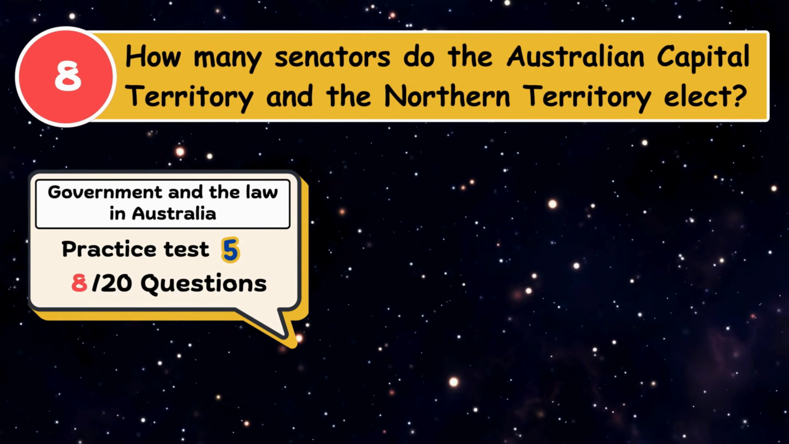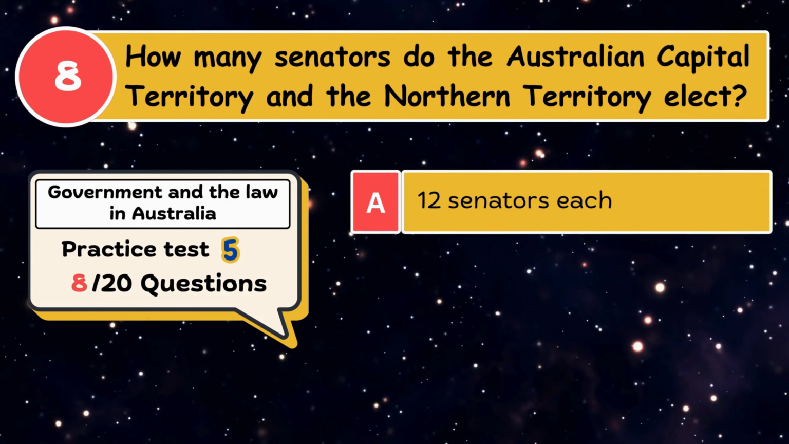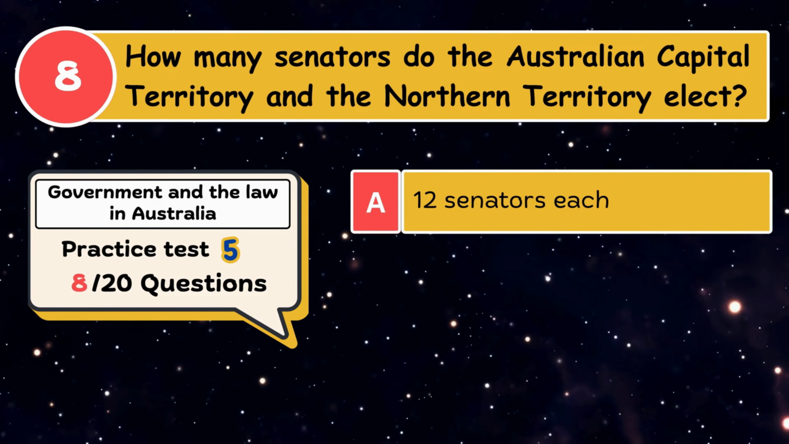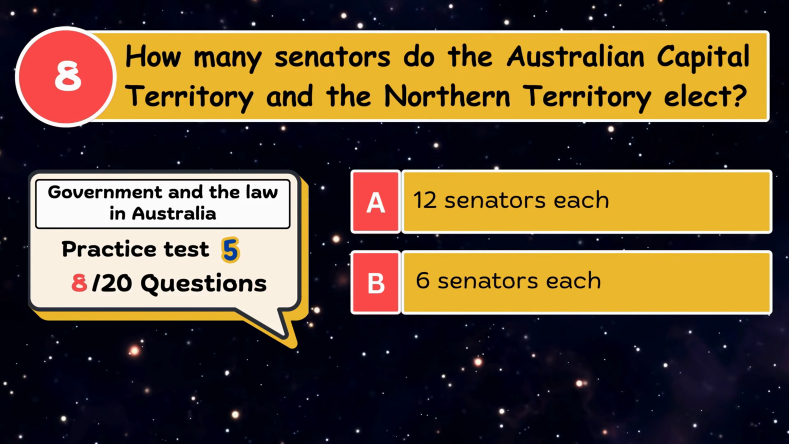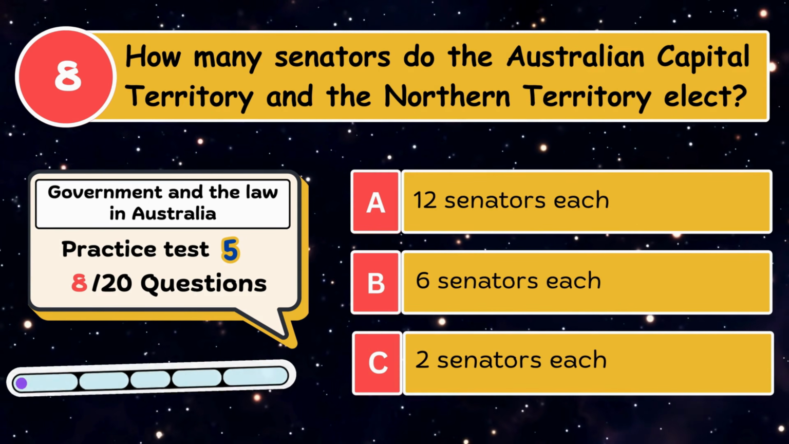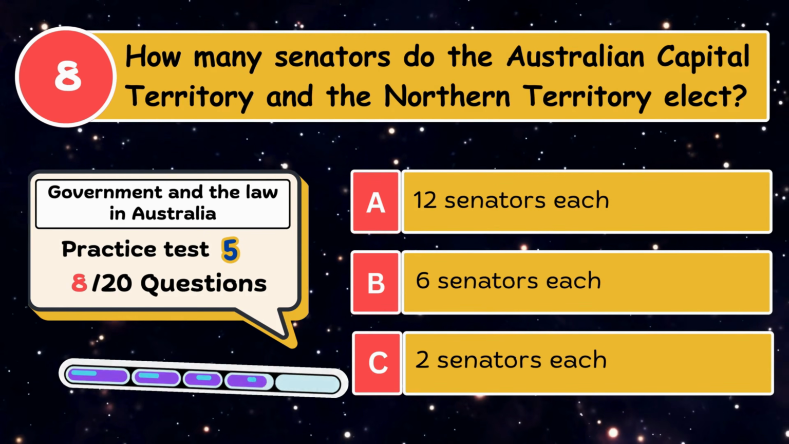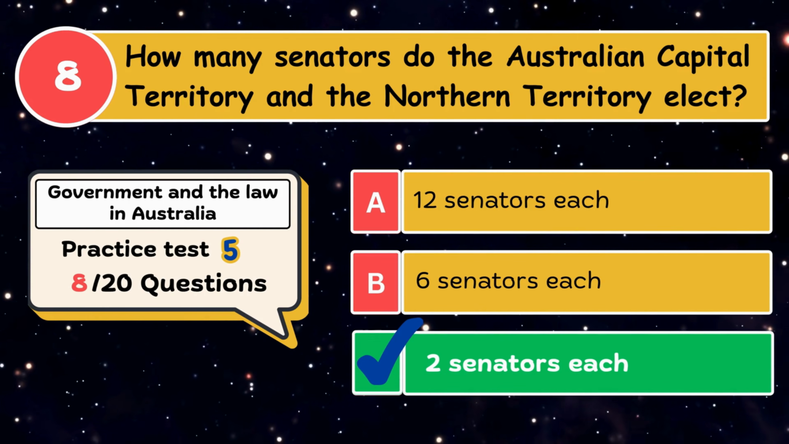How many senators do the Australian Capital Territory and the Northern Territory elect? A. 12 senators each. B. 6 senators each. C. 2 senators each. The correct answer is 2 senators each.